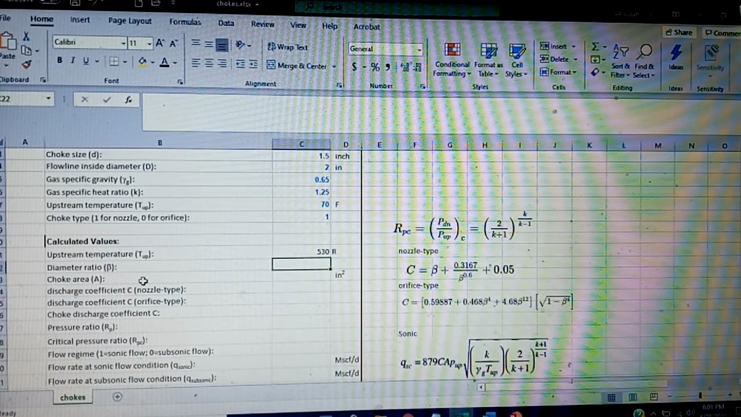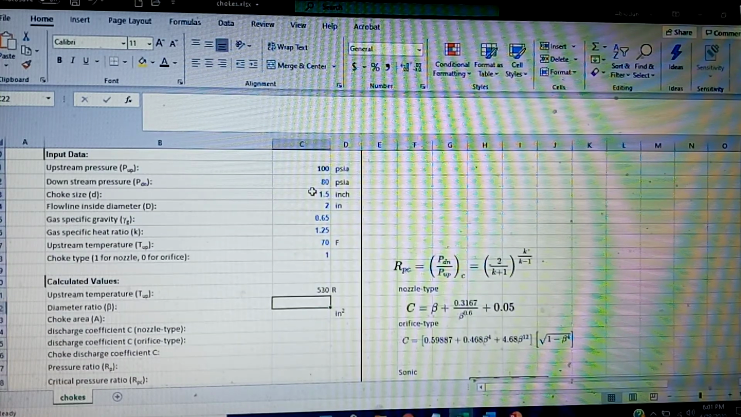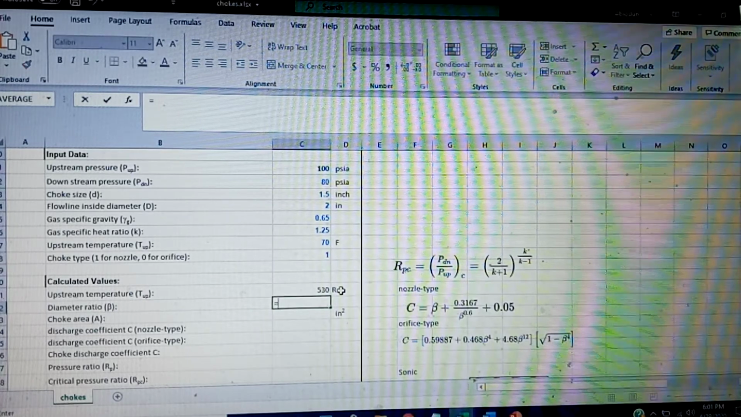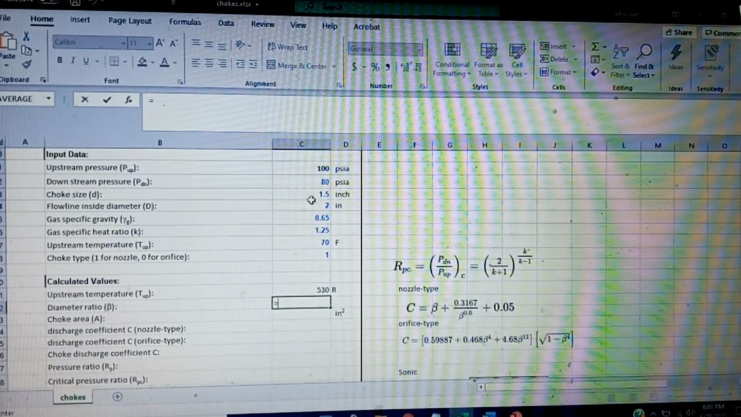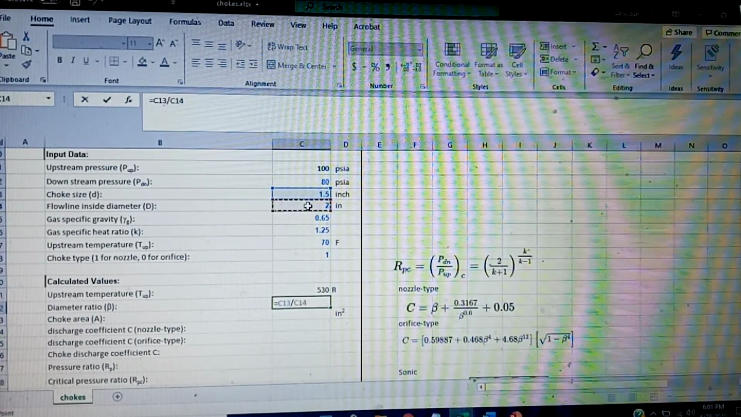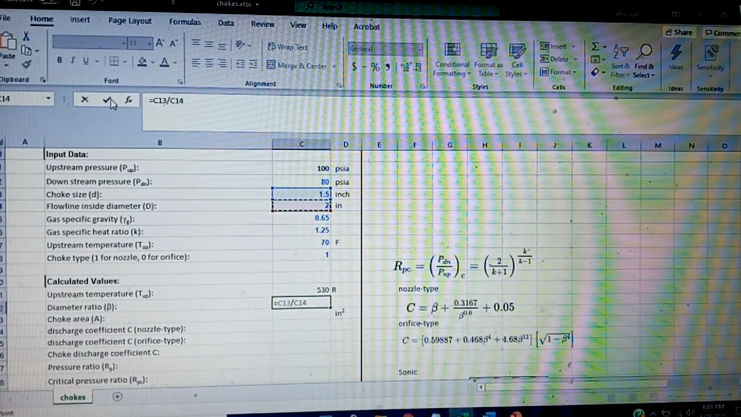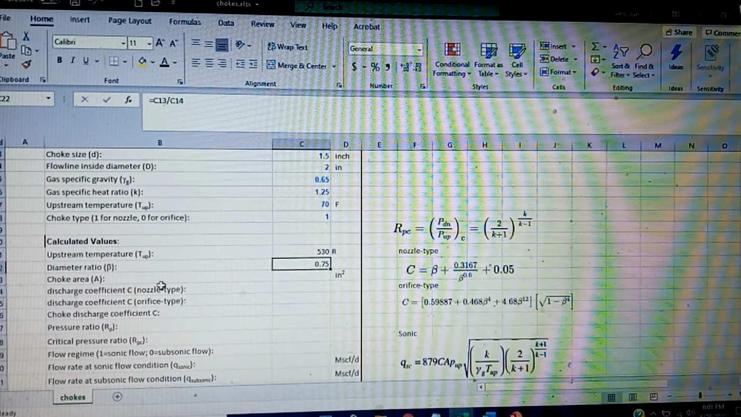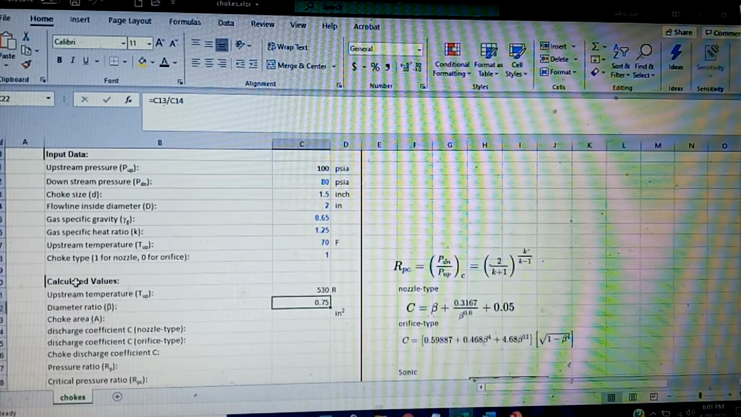The next one is, what is the diameter ratio? Beta. Diameter ratio is the choke size divided by the inside diameter of the flow line. So I do equals this choke size slash flow line diameter. So that's our beta, 0.75.